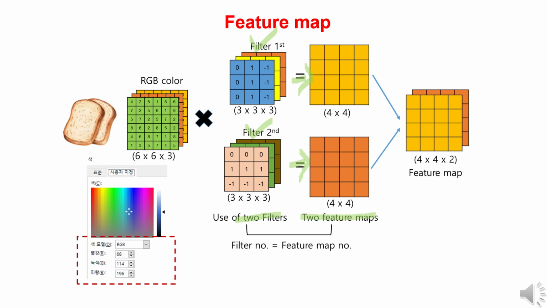If your input image was 6 by 6 and each feature map ends up being 4 by 4, then with 2 filters, the output shape would be 4 by 4 by 2. Now, if you use 10 filters, you'd get a 4 by 4 by 10 output. That's a 3D feature map with a depth of 10. In short, the number of filters equals the number of feature maps, which also becomes the number of channels in the output.